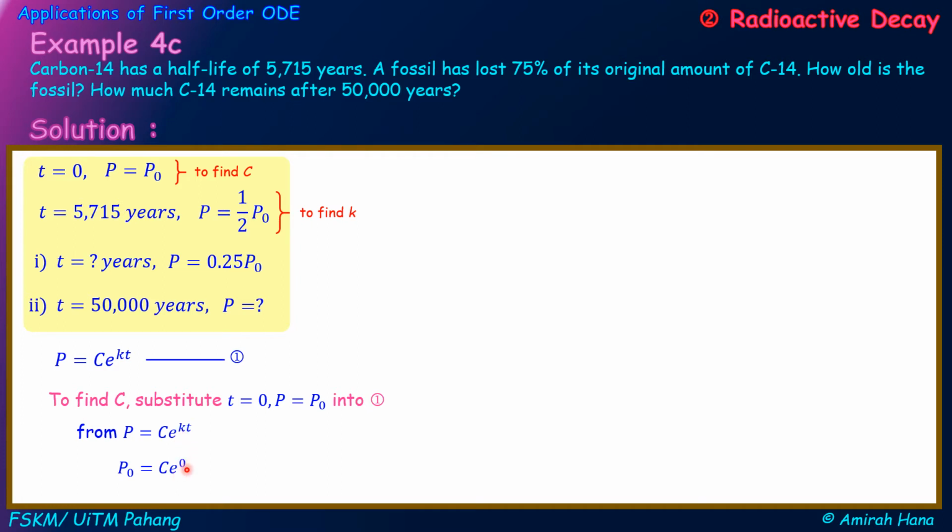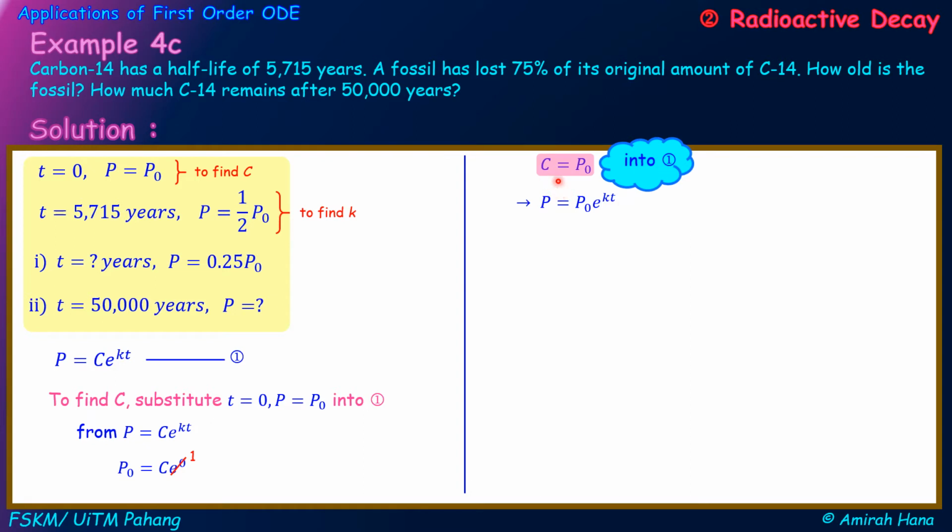0 times k equals 0. e to the power of 0 equals 1. C times 1 equals C. So we get C equals P naught. Alright. After that, we substitute C equals P naught into C in equation 1 here. So we get P equals P naught e to the power of kt.